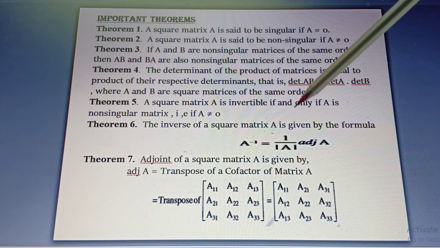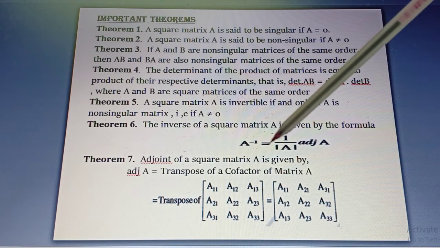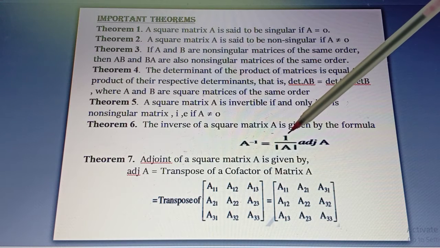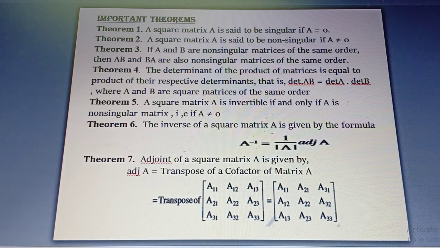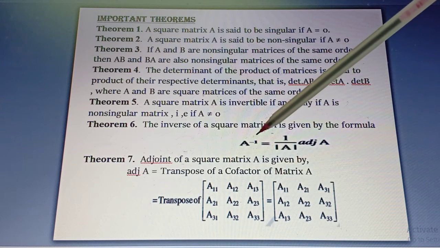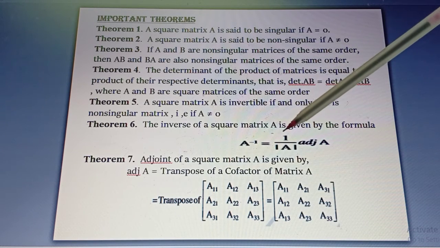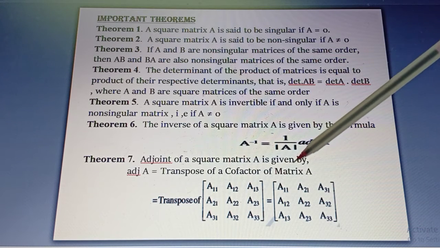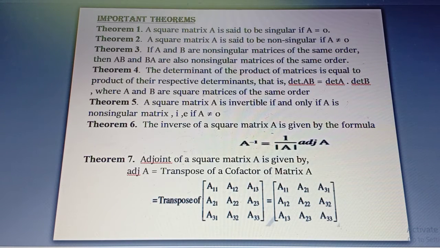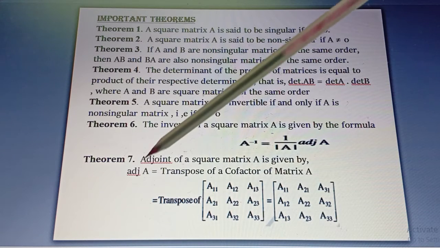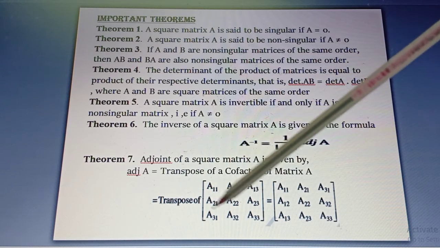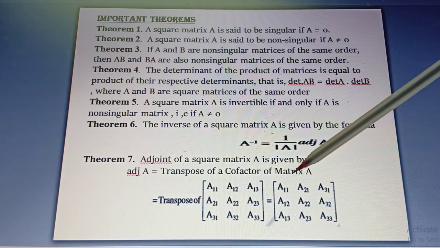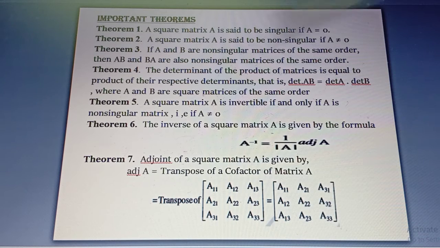The inverse of a square matrix A is given by the formula A inverse equal to 1 by determinant of A into adjoint of A. Now, this is the formula for finding A inverse. I am repeating again, A inverse equal to 1 by determinant of A into adjoint of A, right? And how to find the adjoint of A? Already I have discussed. Adjoint of A means the transpose of the cofactor matrix of A. So this is the adjoint of A.